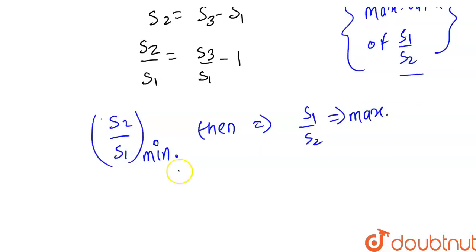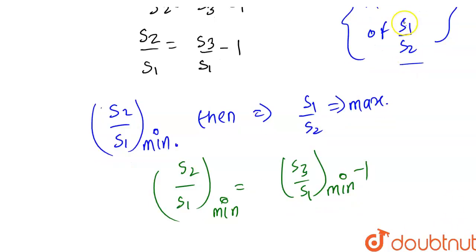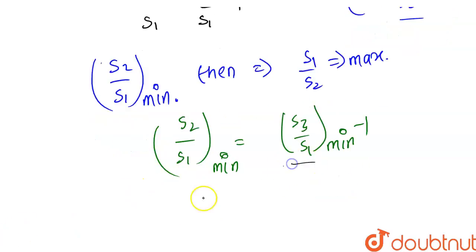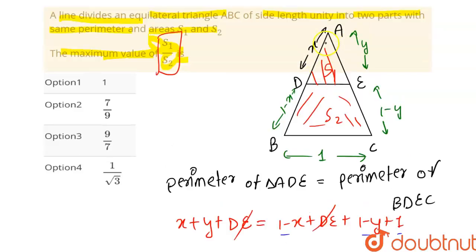So S2 upon S1 gives you the minimum value when S3 upon S1 gives you the minimum value, right? So now let's see what S3 upon S1 is. We have already found the value of S3, which is root 3 by 4, and let's see what the value of S1 is. Here S1 is the area of this triangle ADE.